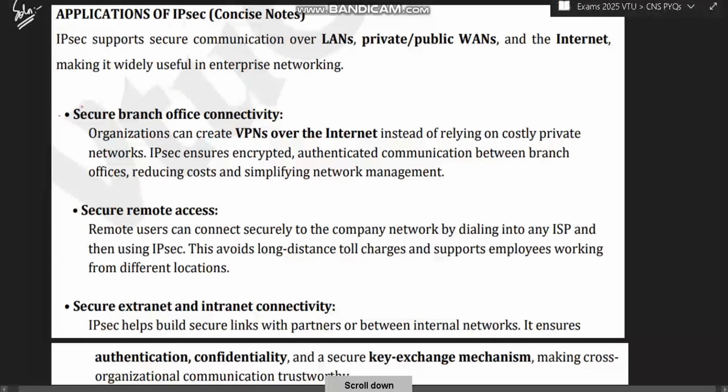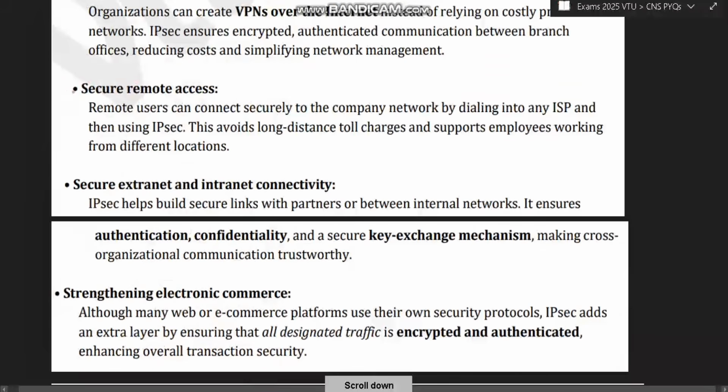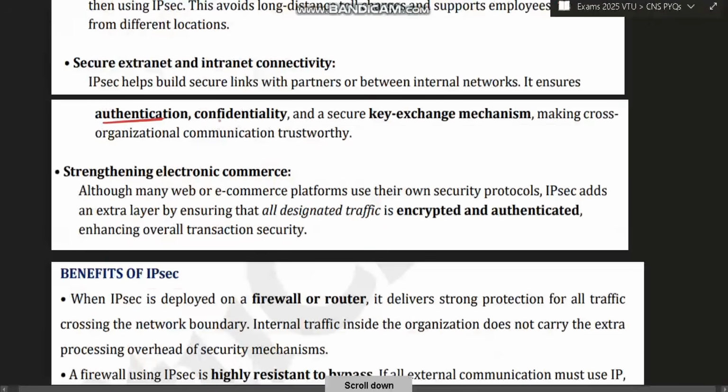Now, secure branch office connectivity. Organizations can create VPNs over the internet instead of relying on costly private networks. Got the point? Instead of relying on costly private networks, VPNs can be created based on IP security. Okay, secure remote access. Remote users can connect securely to the company network by dialing into any ISP and then using IPsec. This avoids long distance toll charges and supports employees working from different locations. Secure extranet and intranet connectivity. IP security helps build secure links with partners or between internal networks. Also, it ensures authentication, confidentiality, and a security exchange mechanism. So it is very secure.